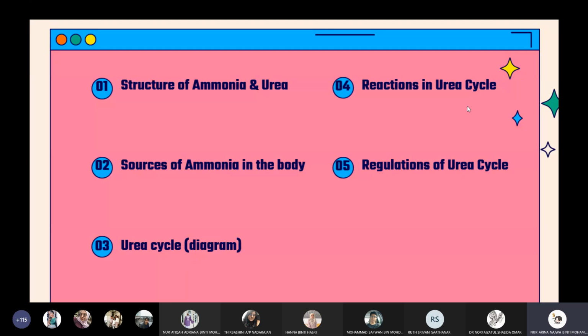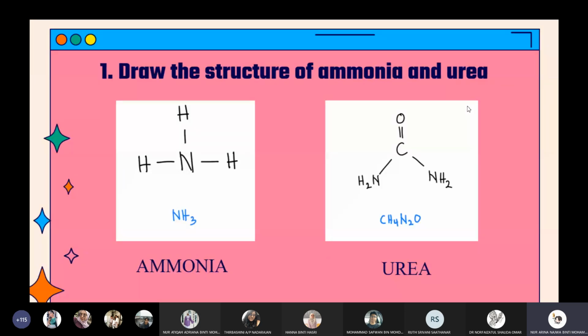The first question is to draw the structure of ammonia and urea. Ammonia has the chemical formula NH3, so the structure of ammonia is the picture on the left. Urea, which has the chemical formula CH4N2O, has the structure in the picture on your right. The next question I will pass to my teammates.